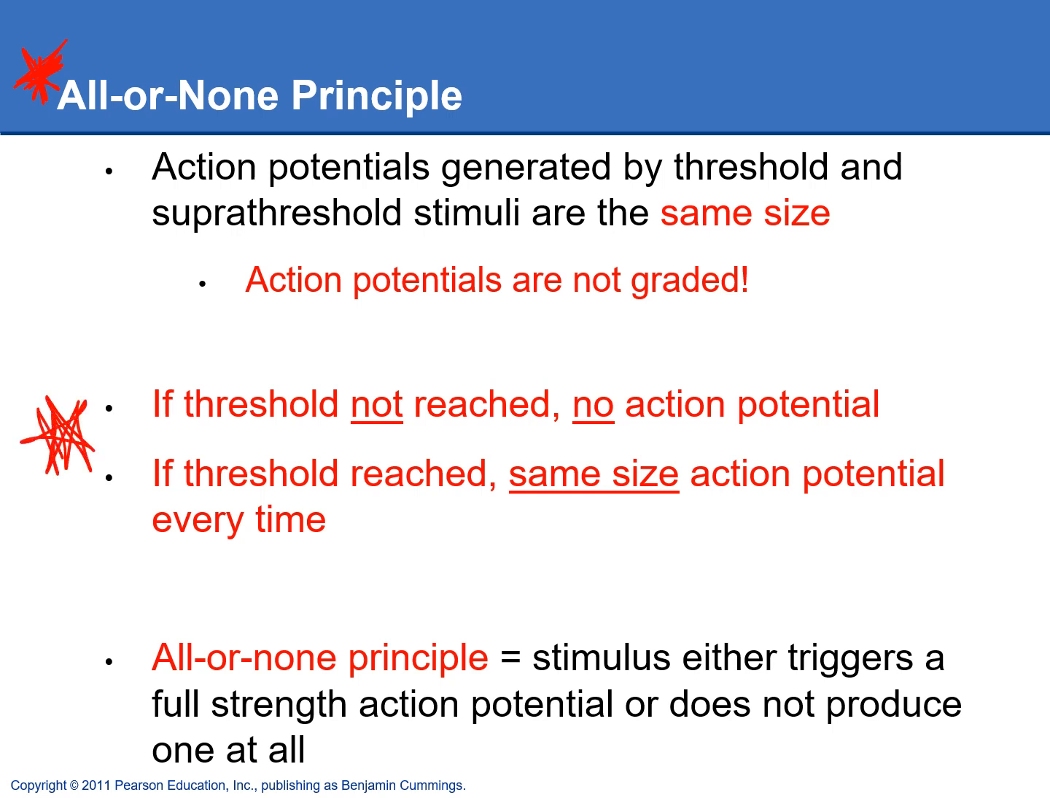Action potentials are always going to be the same size. They're not going to be graded in size. They're not going to vary. It doesn't matter the size of the stimulus, whether it's a big stimulus or a small stimulus, it's always going to be the same size action potential as long as you reach threshold. And if you don't reach threshold with those graded potentials, there's no action potential produced. So the all or none principle is really important. That's with action potentials.